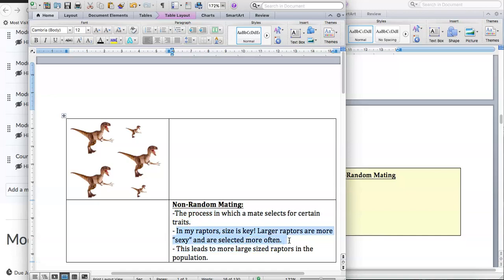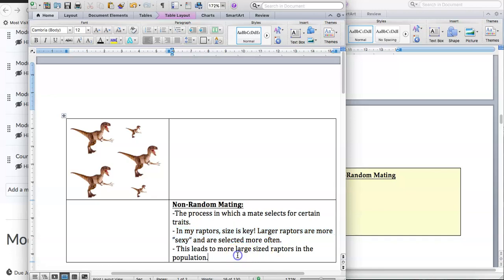Size is key, I said. So I'm making this up a little bit. We don't know what your brontosauruses are going to do. You can have a little fun. I said larger raptors are more sexy. They're selected more often. So they're going to outcompete and be more fit and fight the other one, basically.